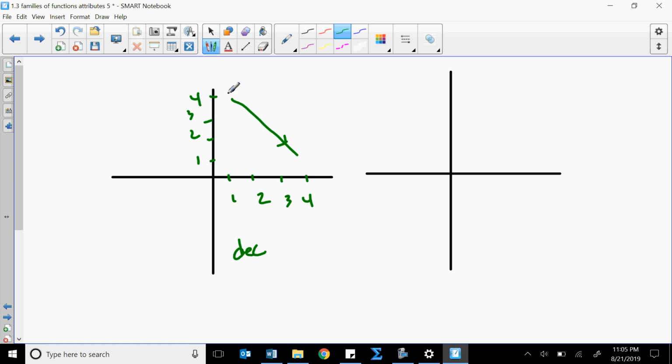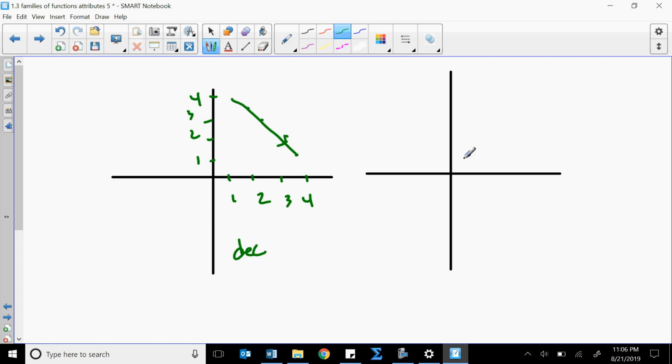Because let's say x is 1, y is 4. Then x is 2, y is 3, y is going down 1. X is 3, y is 2, x is 4, this time y is 1. So the value of y is each time going down.